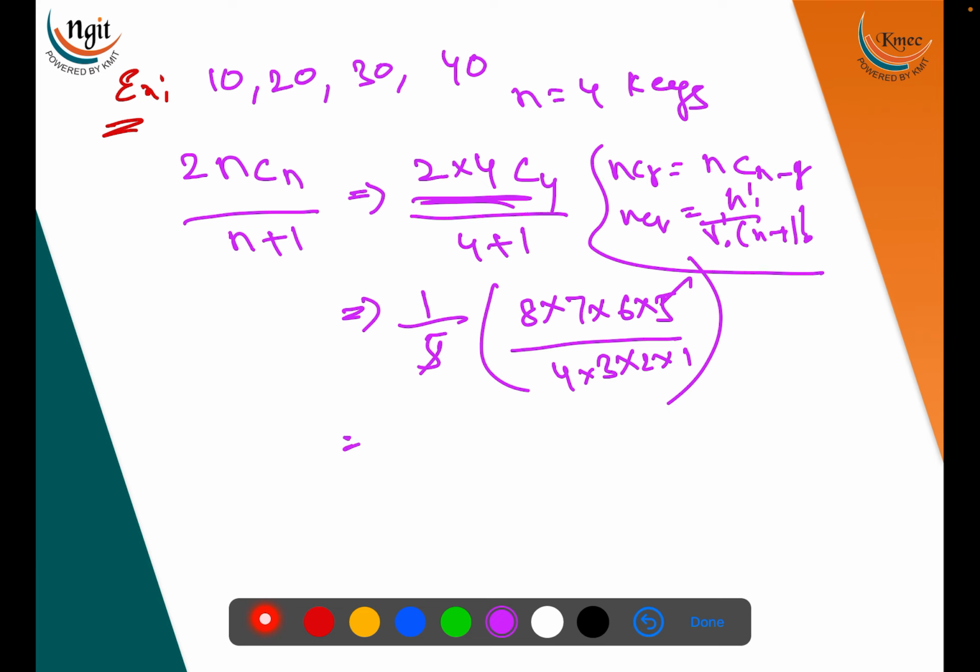Right. Now 5, 5 and 3 to 6, 6 and 4 2s are 8. Totally 2 into 7, which is 14. That means 14 binary trees are going to be considered for this problem.